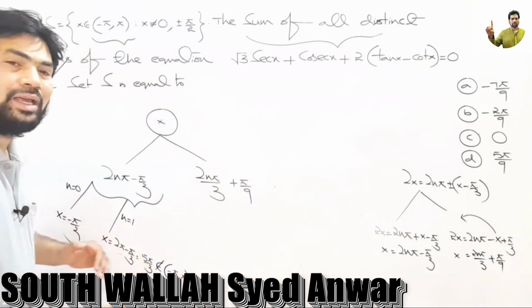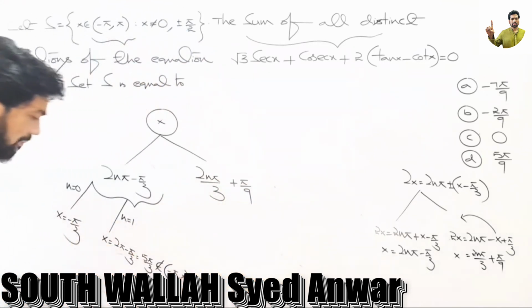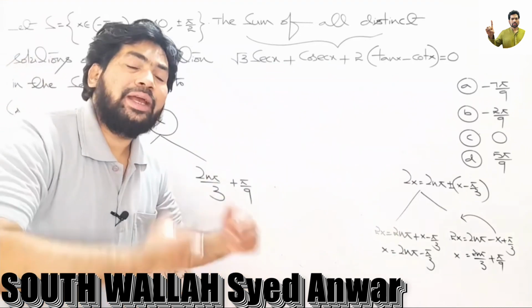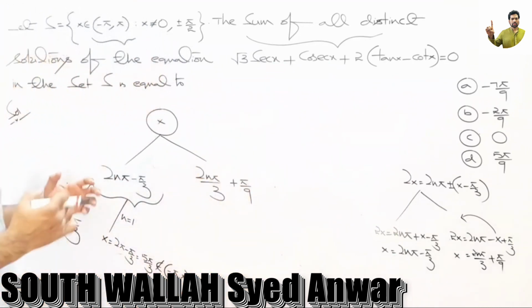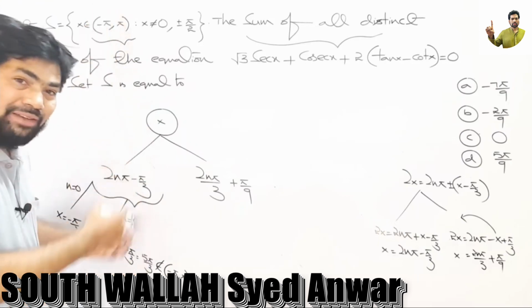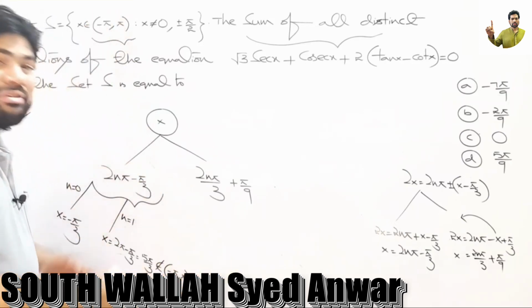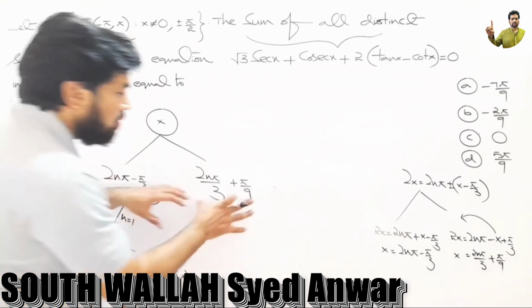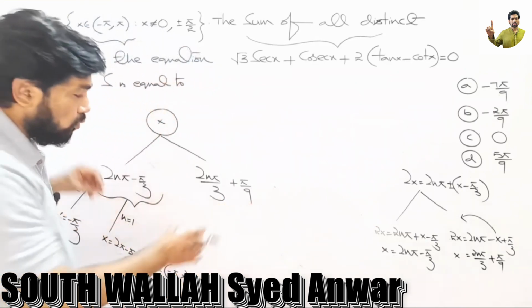So going beyond n is equal to 0 is wasting of time. If I give negative values for n, I am going to get values which are not lying in this interval. So giving negative values for n is wasting of time. Now we will focus on the second general solution here.